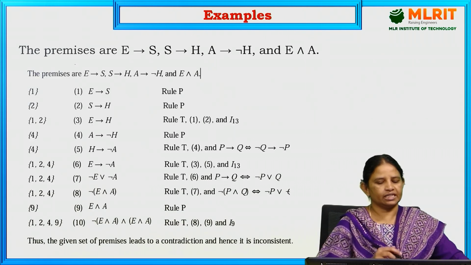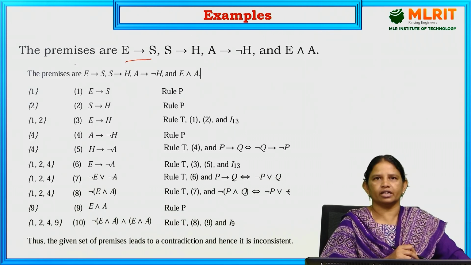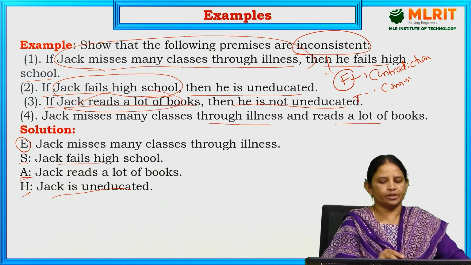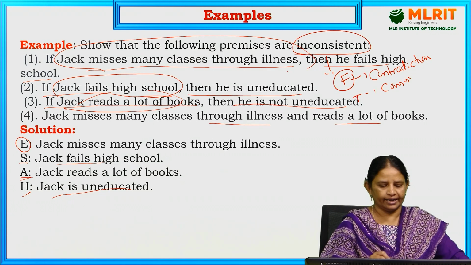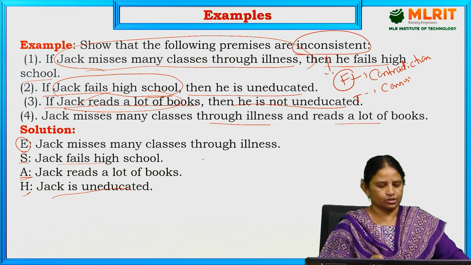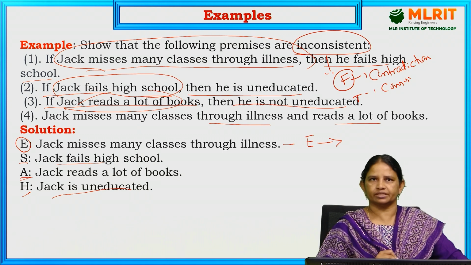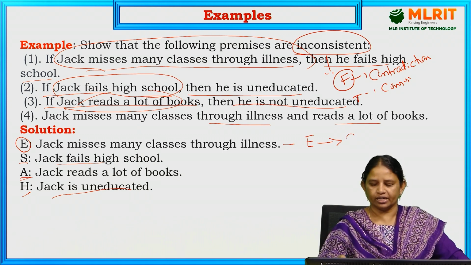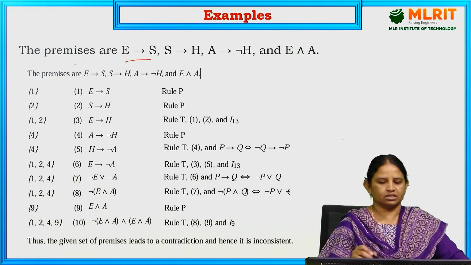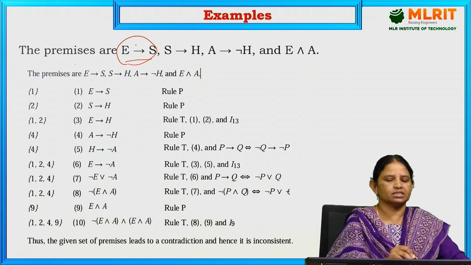So first one is E tends to S. How to convert E tends to S? If Jock misses many classes through illness, then he fails high school. Jock misses many classes through illness is E. Then you can take the conditional statement: he fails high school is S. So E tends to S is derived.